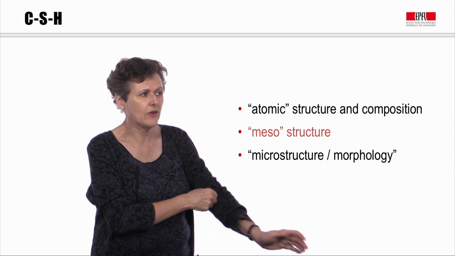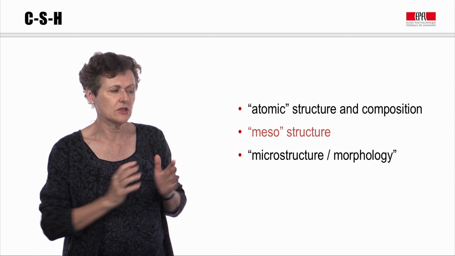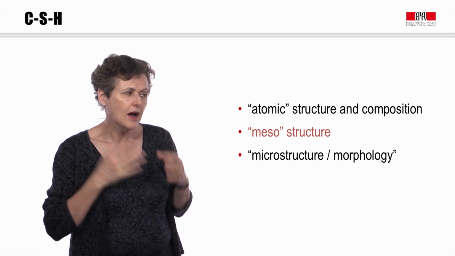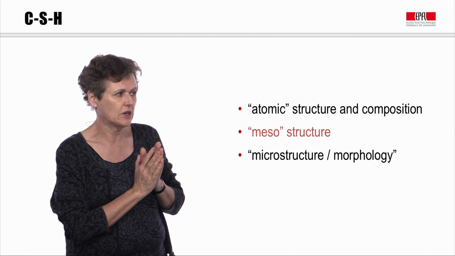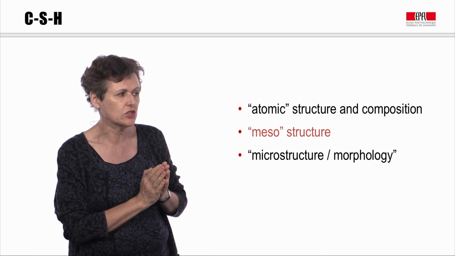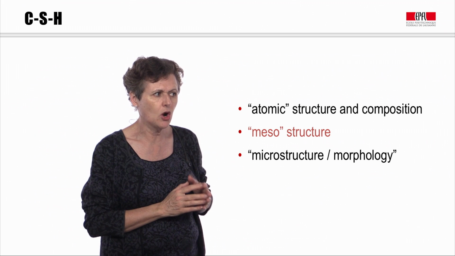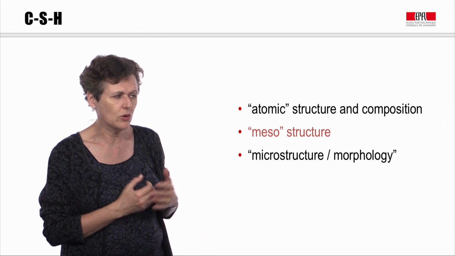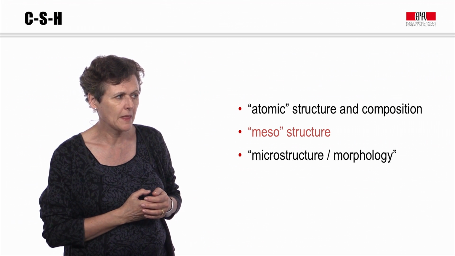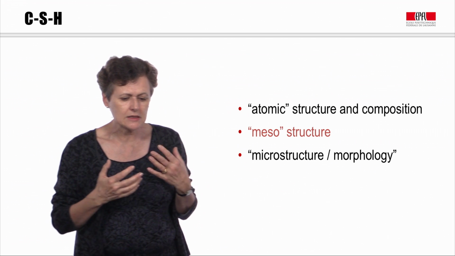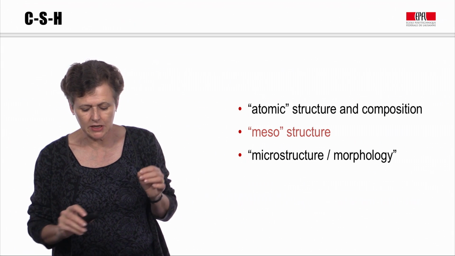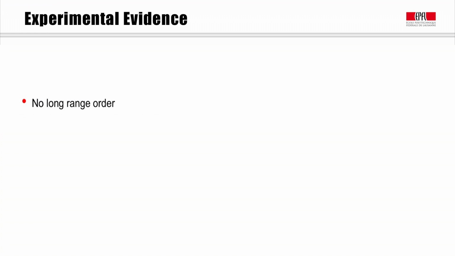Now I hope you have a fairly good idea of the atomic structure and composition, and now we're going to look at the mesostructure. This area of mesostructure is probably the area where we still have quite a few open questions and need to advance our understanding. So why do we think that CSH has a particular mesostructure? Well, the experimental evidence for this goes back quite a long way.